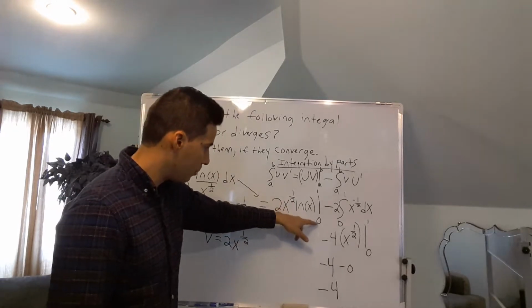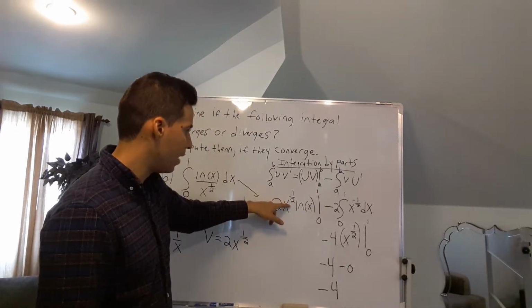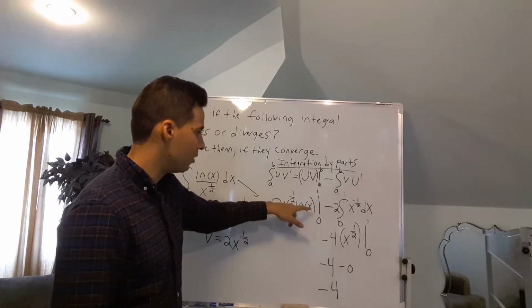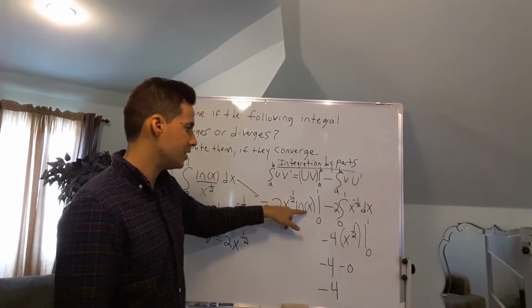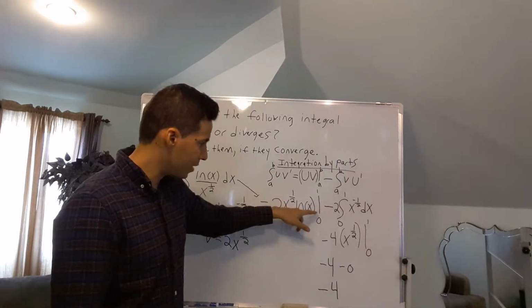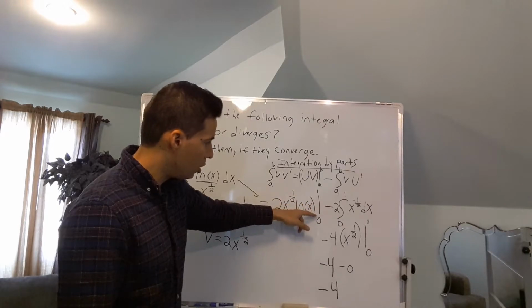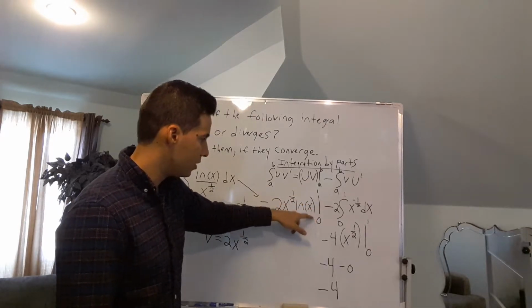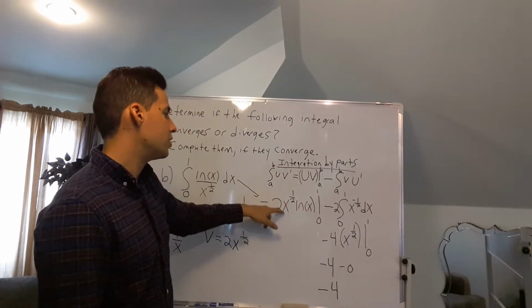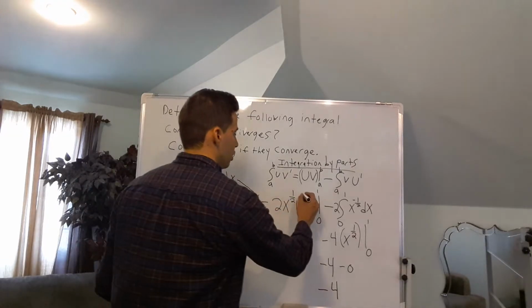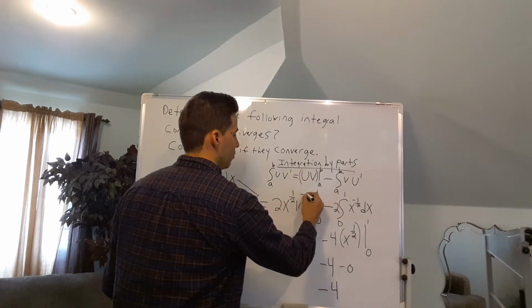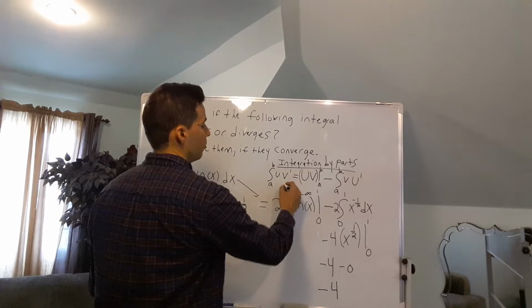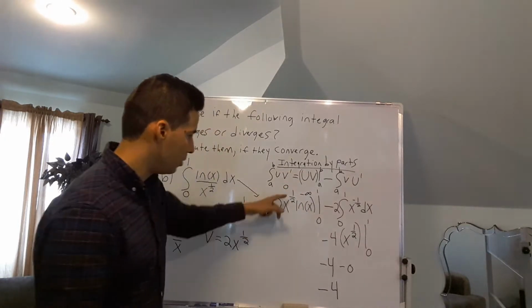But the problem is when we plug in 0. 0 to the half is 0, but ln x at 0 is negative infinity. So when the function is getting very close to 0 at this point, this is going to approach negative infinity at 0, and this is going to approach 0. And this is going to be an indeterminate form.